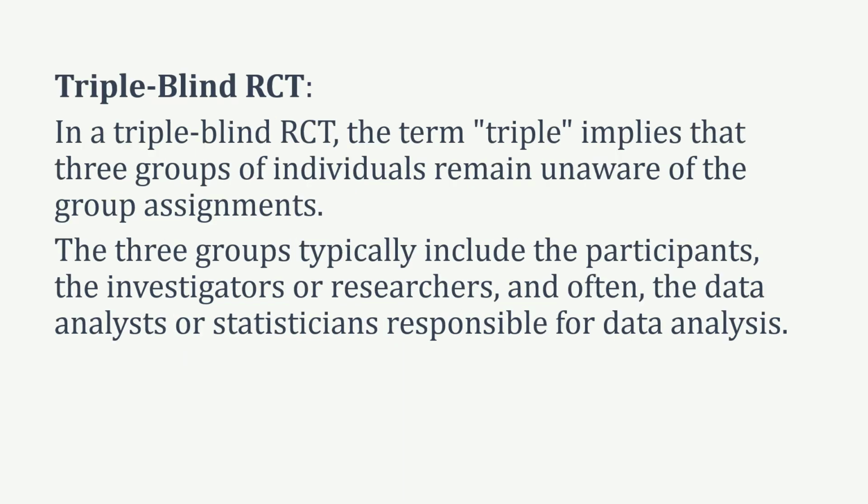In a triple-blind study, the term implies that the three groups of individuals who are involved primarily remain unaware of the group assignment. And these three groups typically include the participants on whom the study is being conducted, the investigators who have planned the study and who have done the randomization of the groups, and often the data analysts or the statisticians responsible for data analysis. So in other words, there will be a code assigned to each group, and once the results are made available, then you will uncode them and you will find out which group did better.